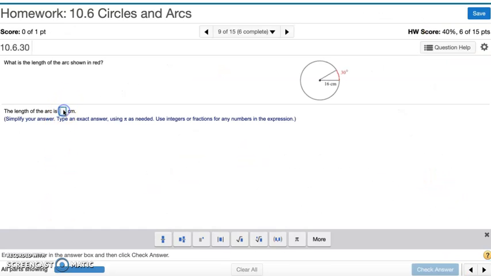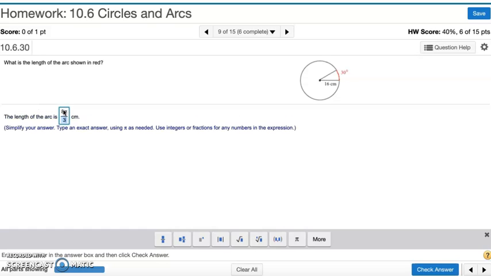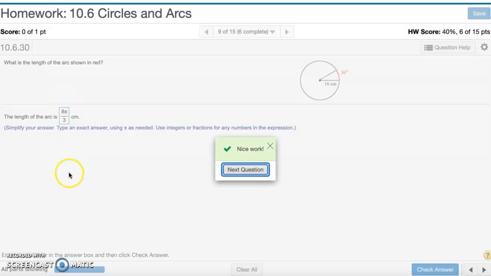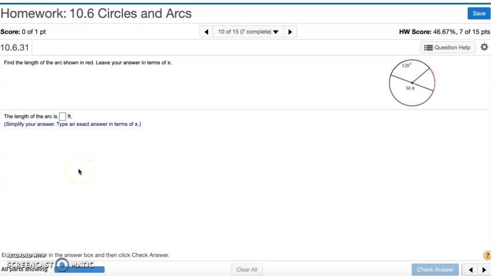So typing in 8 pi over 3, and that's number 9. Number 10, find the length of the arc shown in red. Leave your answer in terms of pi.